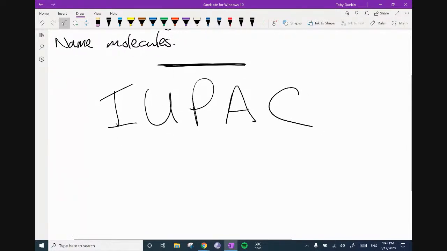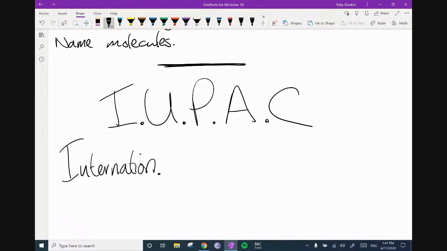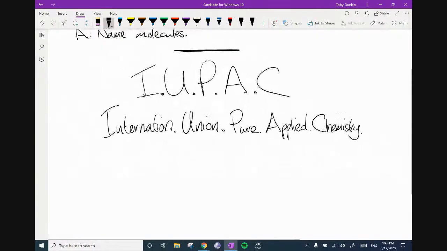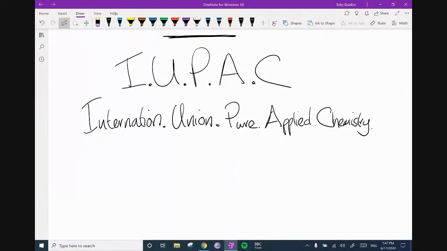Now, what IUPAC actually stands for, and I didn't tell the other class this, it stands for the International Union of Pure and Applied Chemistry. Isn't that cool? Now you don't need to know this. It's just cool to know it. Yeah, it's just a cool fact, isn't it? So we've got the IUPAC.